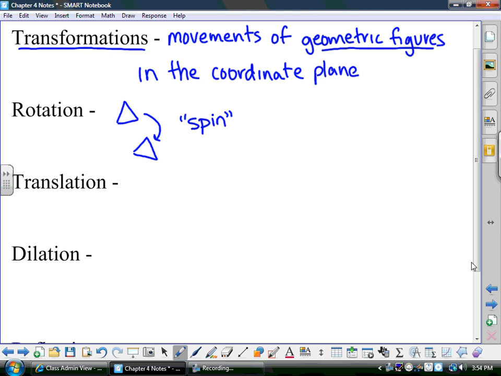Translations. Translations are like a slide. So I'm going to take my triangle and I'm not going to turn it around. I'm just going to move it somewhere else. Another word for a translation is a slide. And again, notice that the shapes are the same size.